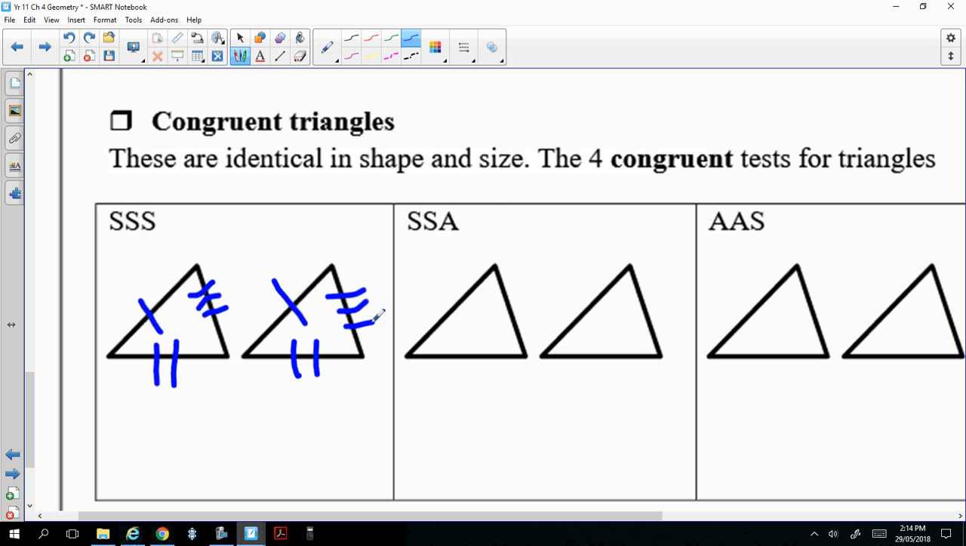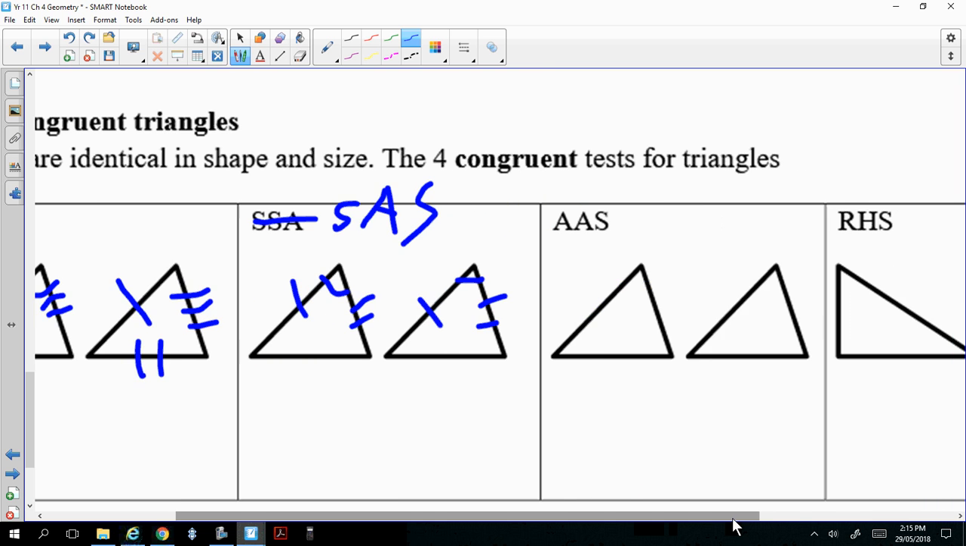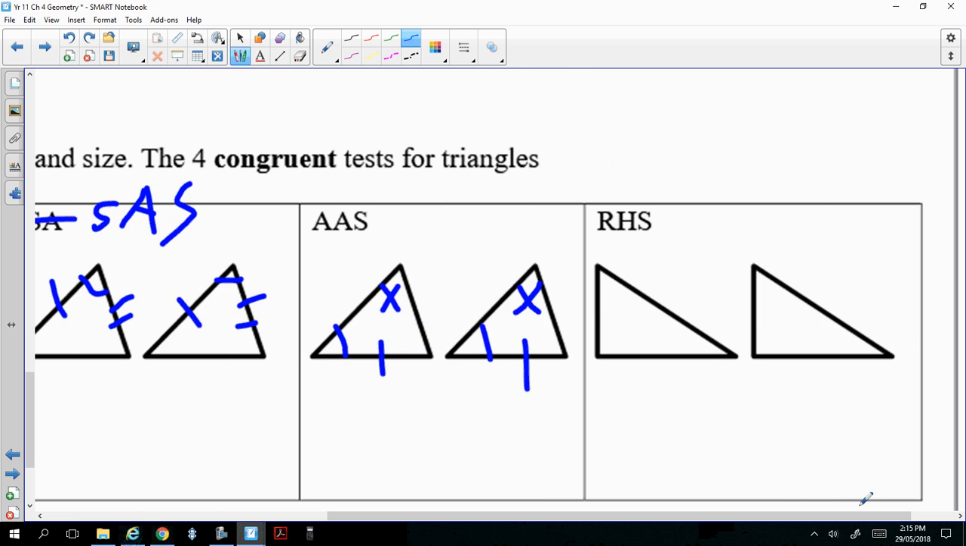Right, SAS means two sides are equal and the angle in between is equal. AAS means two angles are equal and one side is equal. And finally, RHS means they both have to be right-angled, the sides are equal, and it has to involve the hypotenuse. Note that it has to use the hypotenuse. If it doesn't have the hypotenuse, it's not RHS.